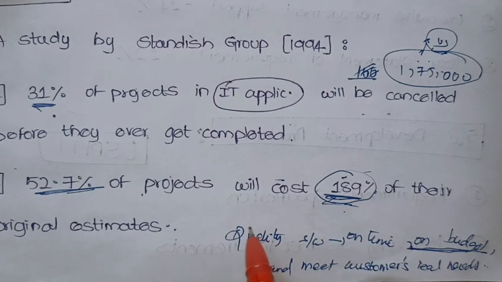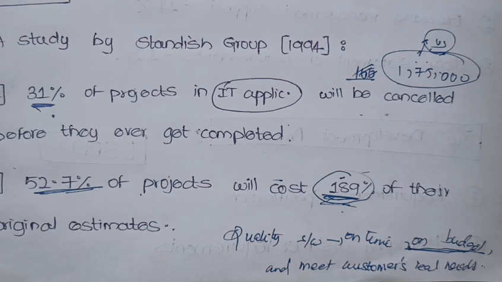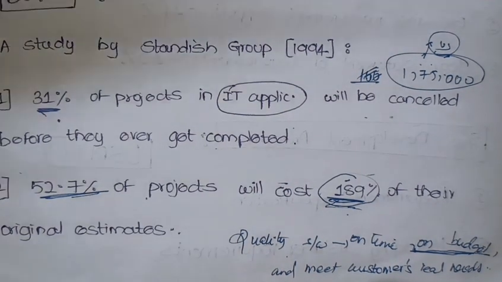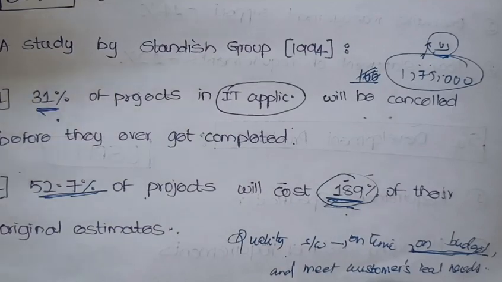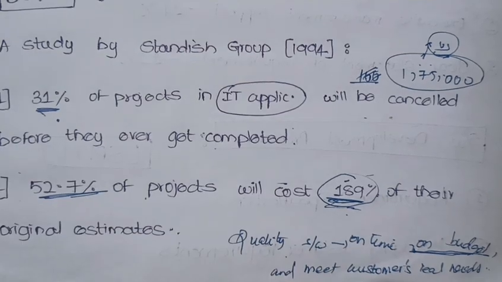This is a huge cost, and it is a very big loss to the software project development people. Hence it can't be considered a quality software because it is not developed on budget. Although it is developed on time and meets customers' real needs, it is not developed on budget. So this is exceeding the estimated amount.